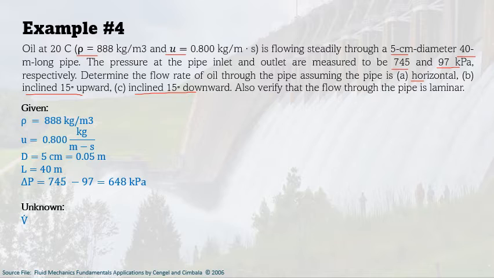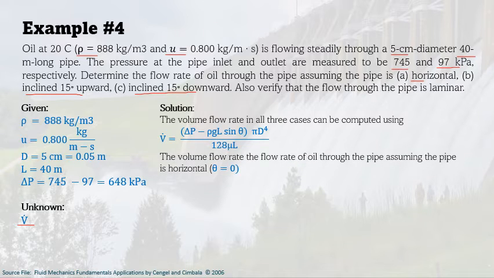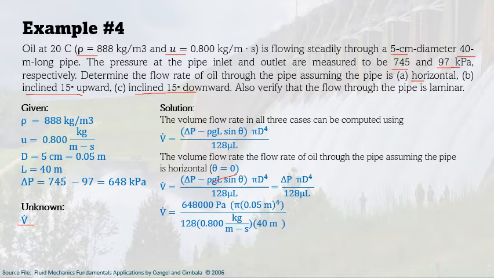So we already have this given that you can see here, and we are looking for the volume flow rate at those various scenarios stated here. The volume flow rate in all three cases can be computed using our general equation for the volume flow rate for inclined, and whether it is horizontal, we can still apply this formula. So for the horizontal pipe, meaning our theta would be equal to 0, then substituting theta equals 0, this portion here will become 0. So it would reduce to this equation here. So substituting the values, we can get the volume flow rate to be 0.00311 meter cube per second.